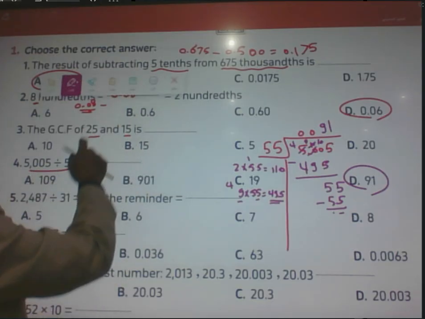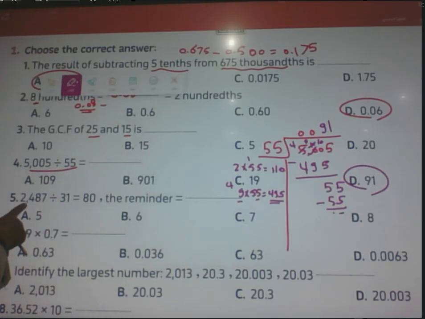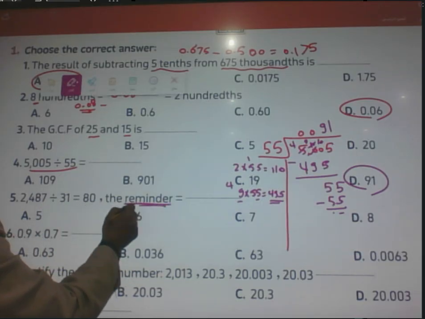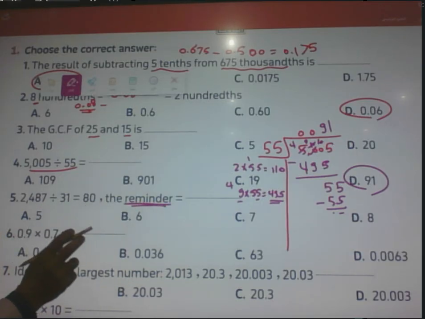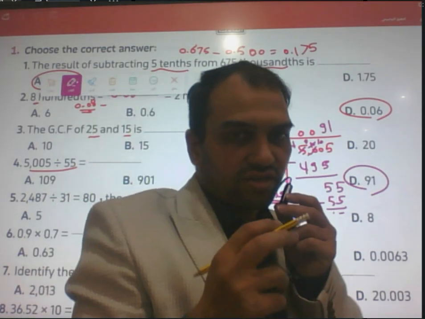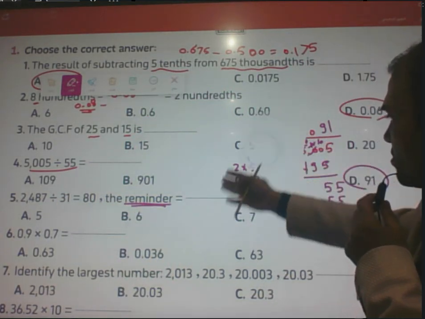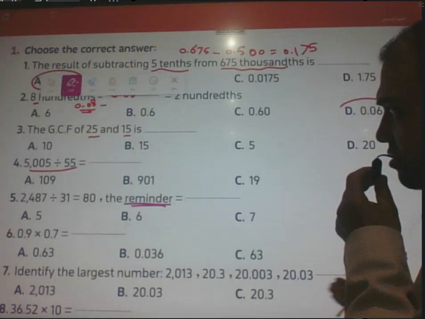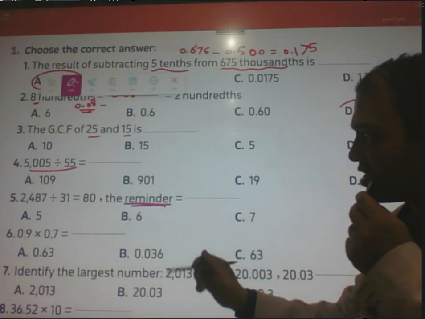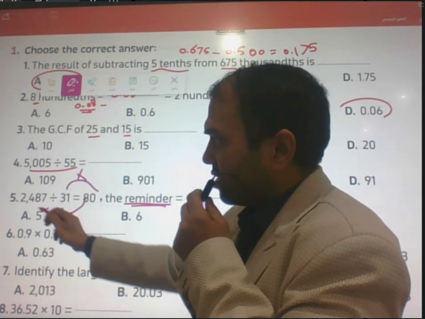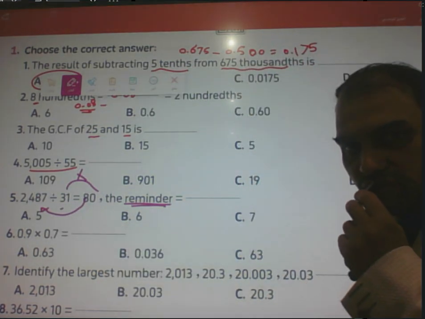Next question. 2487 divided by 31 equals 80, and we want to find the remainder. The remainder, we can find the product between the divisor and the quotient, and subtract the result from the dividend. Okay? Listen to me about the steps here. To find the remainder, you can use long division or direct product. I will do this method.